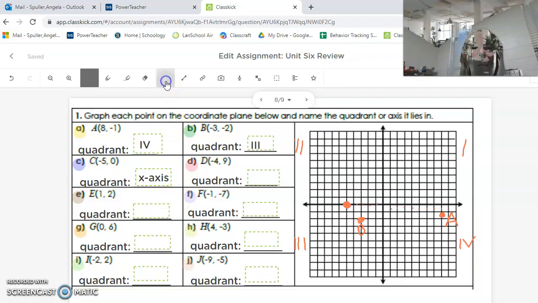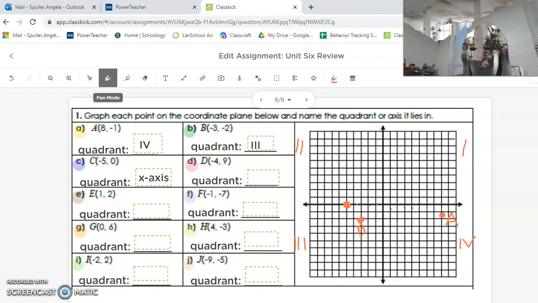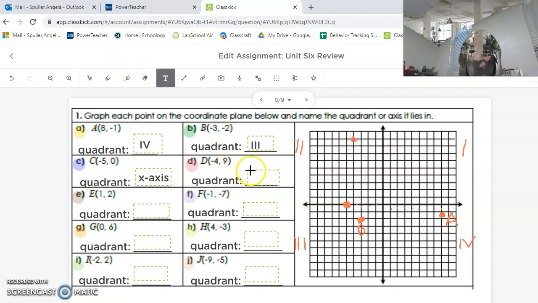Okay. Now, D, I'm going over 4, so 1, 2, 3, 4, but I'm going up 9. 1, 2, 3, 4, 5, 6, 7, 8, 9. Okay. And this would be in quadrant 3.